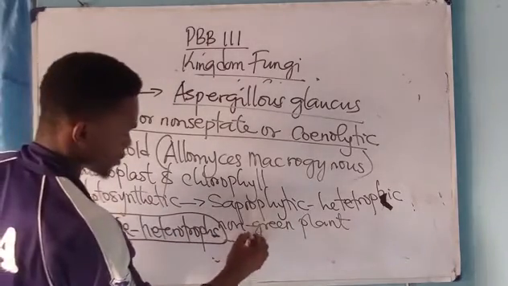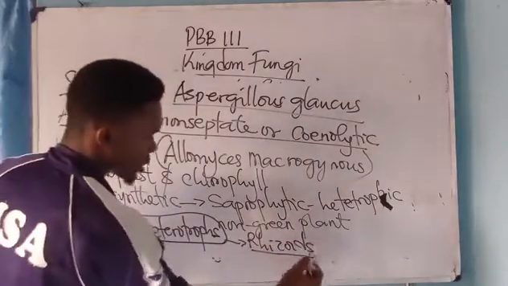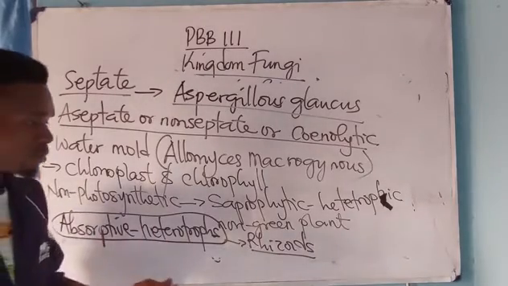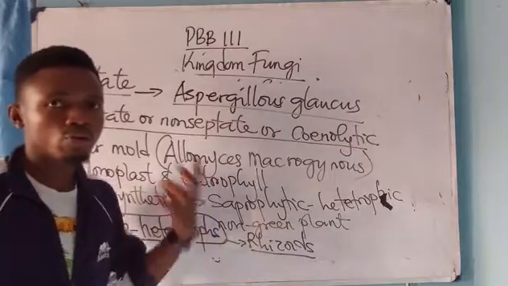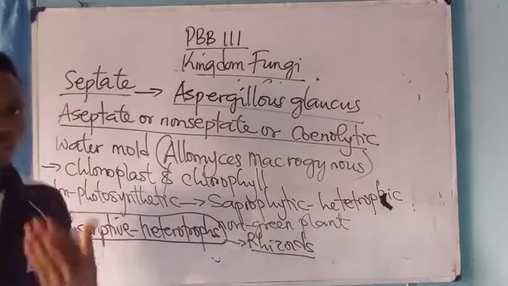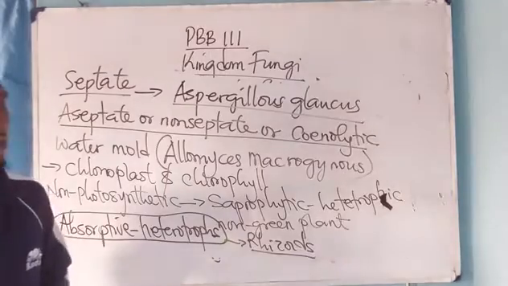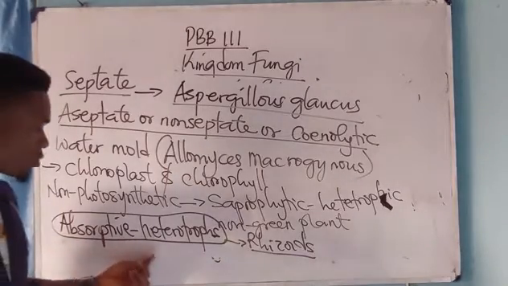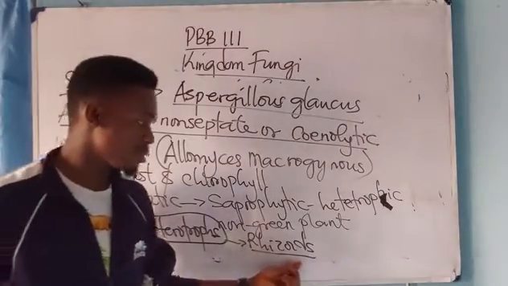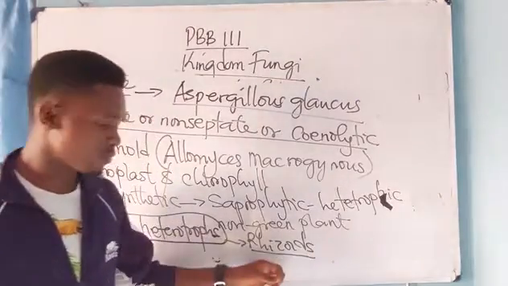The rhizoid. So these rhizoids are root-like structures that are absorptive in form. That is, they absorb nutrients. Please, this absorptive process occurs in their cell wall. All right, absorption by the fungi occurs in their cell wall. They are called absorptive heterotrophs, and they have root-like structures called rhizoids. Rhizoids perform the function of what roots in higher plants. Okay, take note of that.